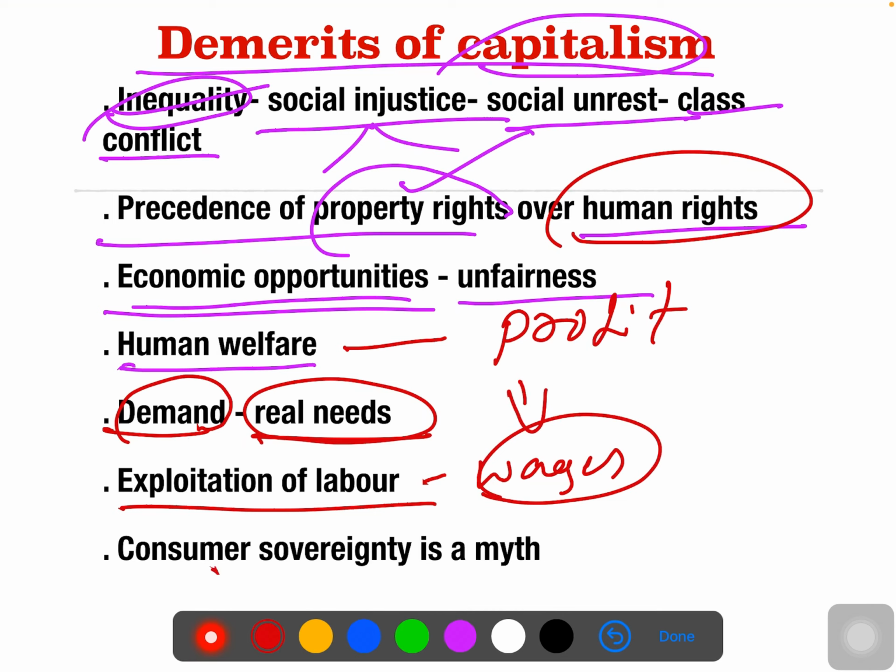The next one is that consumer sovereignty is a myth. It is not true. In the merits, I just told you, the consumer has a lot of choice, a lot of options. Because of the competition, so many people are producing so many goods and services.